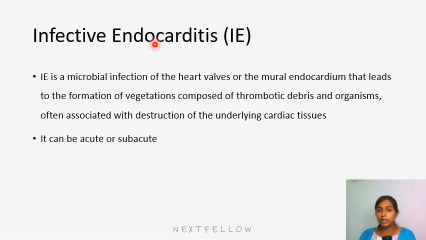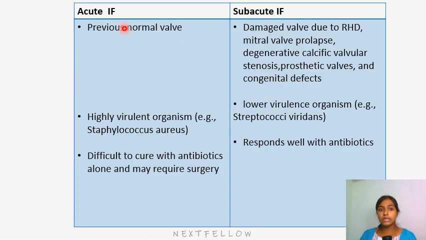So coming to infective endocarditis. Infective endocarditis is nothing but a microbial infection of the heart valve or the mural endocardium. So there will be a formation of vegetation, and this vegetation is composed of thrombotic debris as well as organisms, and there may also be damage to the underlying cardiac tissue. This infective endocarditis can be of acute as well as subacute type. So we'll see the difference between acute IE as well as subacute IE.